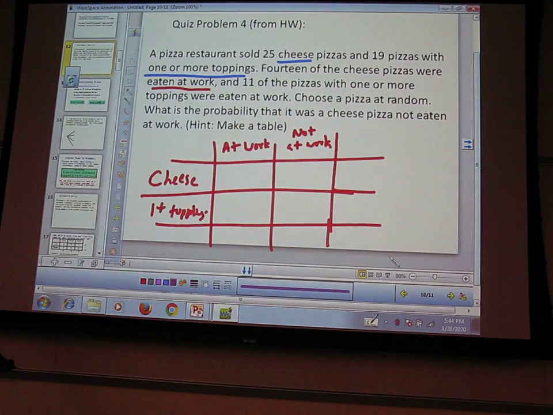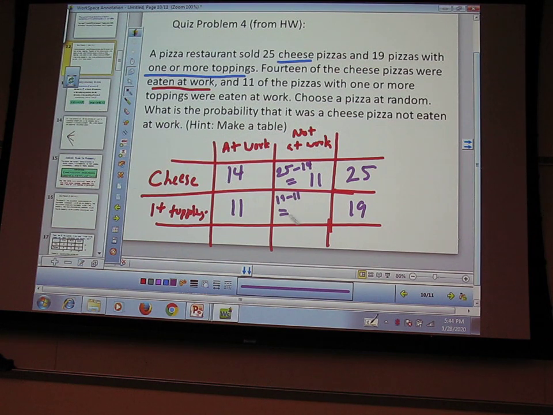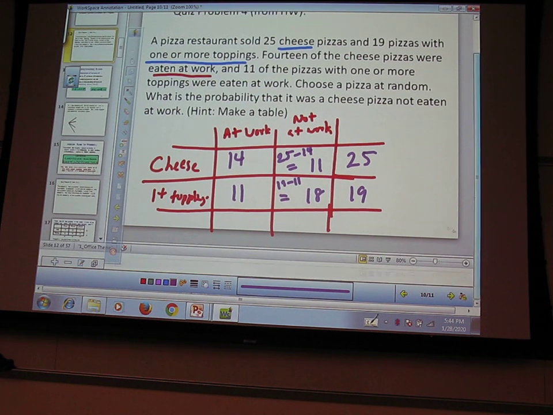Okay. So it looks like people have all these things in. You have 25 there, 19 there, 14 at work, 11. Now, how can I find this part here? Subtract. 25 total, 14 were at work, so how many were not at work? 25 minus 14, which equals 11. And then this would be 19 minus 11, so that equals 18 there. And then just add them up to get your totals.